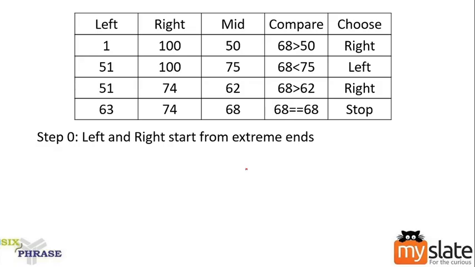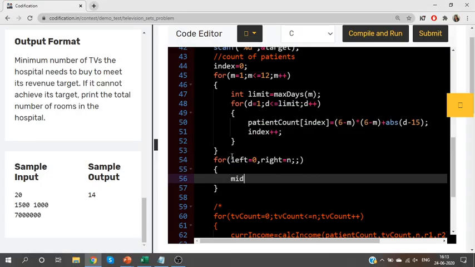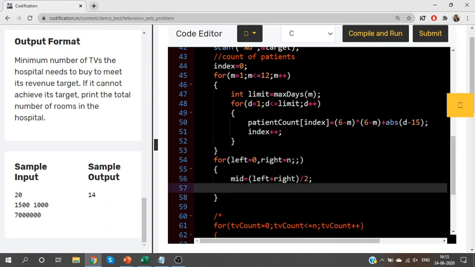What did we do each time? Once we choose left and right values, we'll calculate the mid value. How will you calculate the mid value? Left plus right divided by 2. So mid is nothing but left plus right divided by 2. Okay, calculate the middle value.